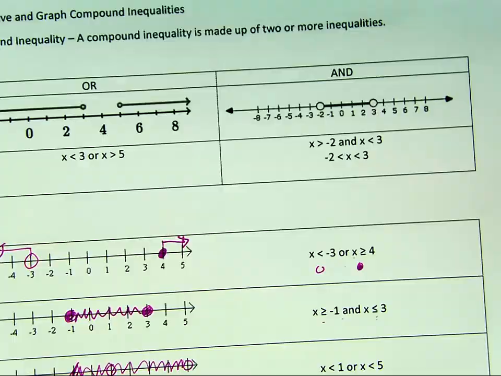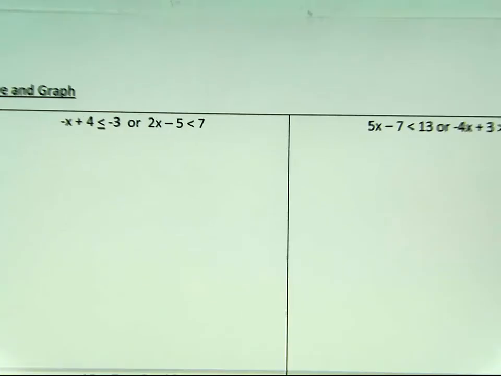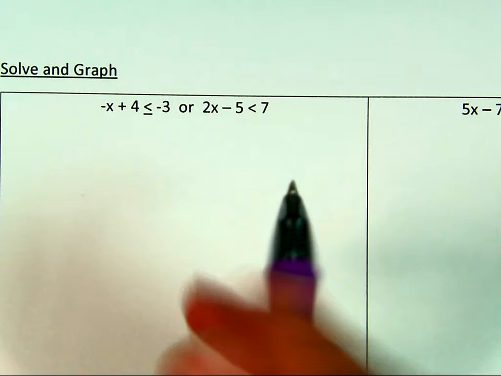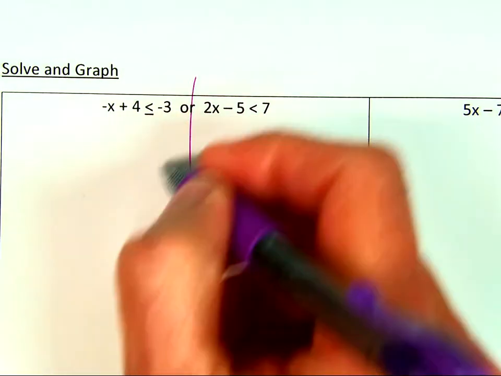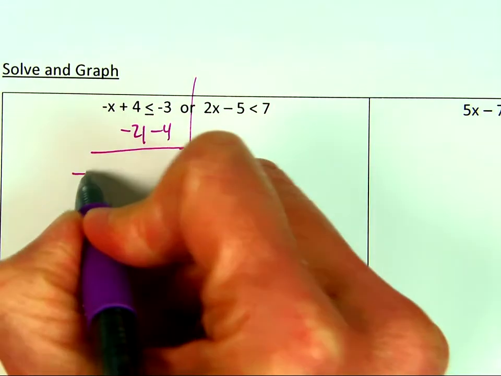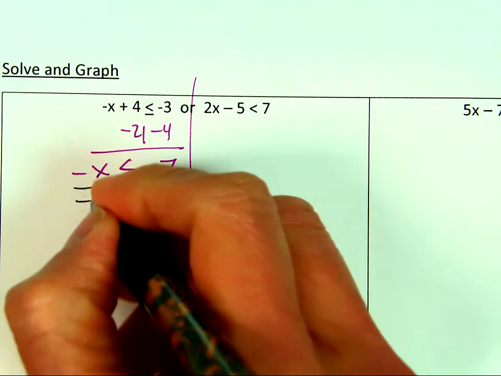Okay, now let's get on to actually solving and graphing. We're going to do 4 problems. So on this particular one, we have an OR. So you want to be thinking it's probably going to be 2 circles pointing out. Most of the time it will be. So we've got to do them separately. So sometimes I draw a line down and I just work with this one and then I work with this one. So I'm going to subtract 4 from both sides, so I get -x is less than or equal to -7. But I'm not done until I get rid of that -x, so I would divide by -1.